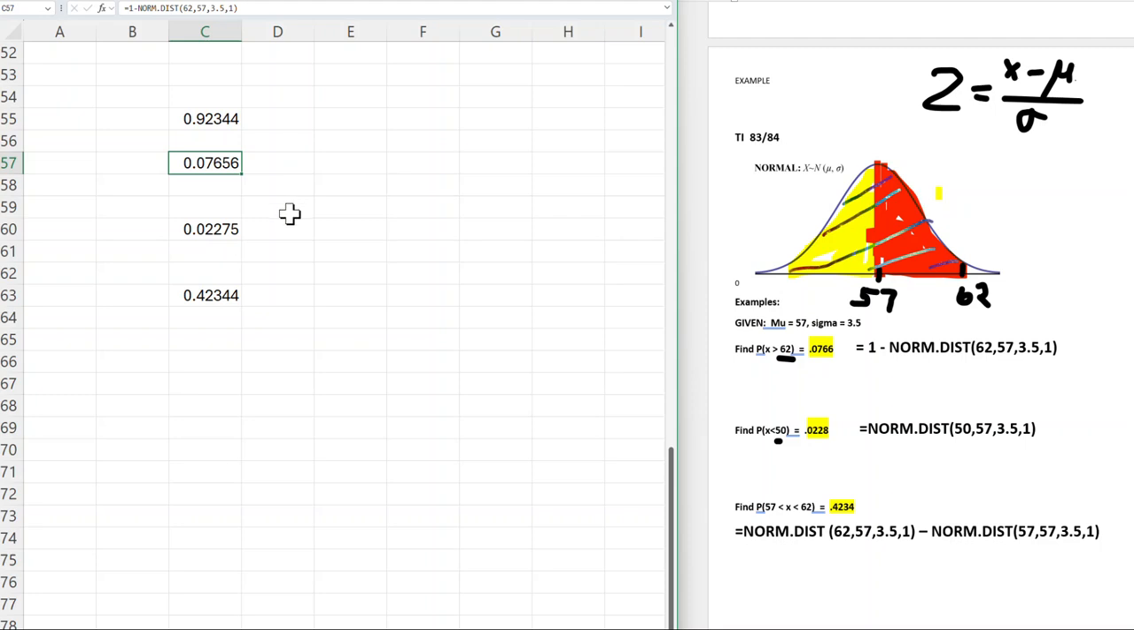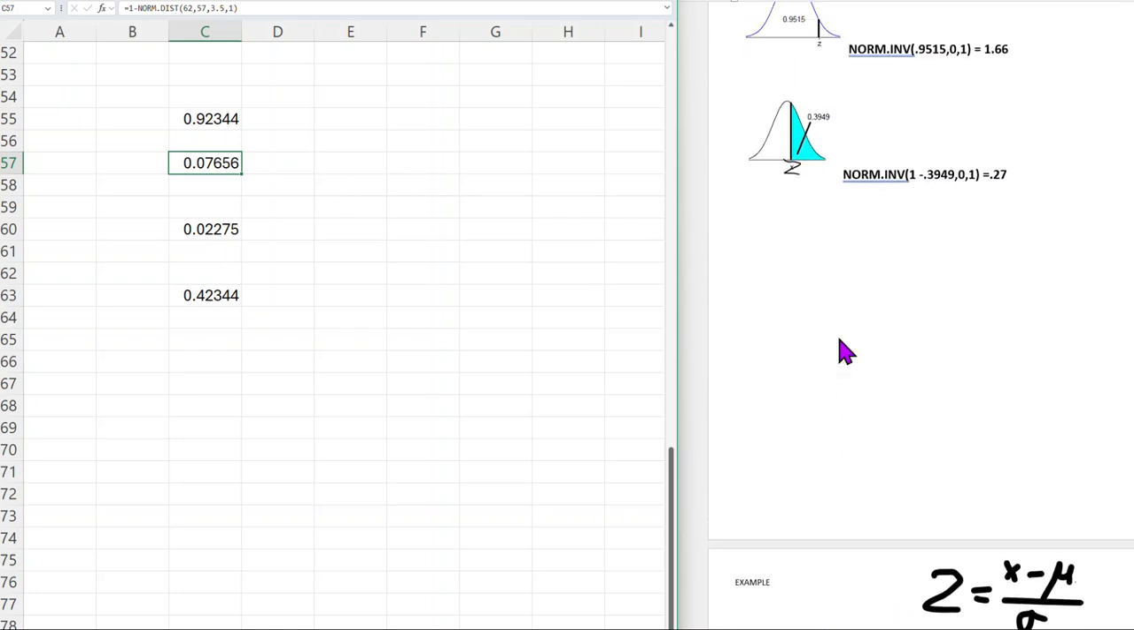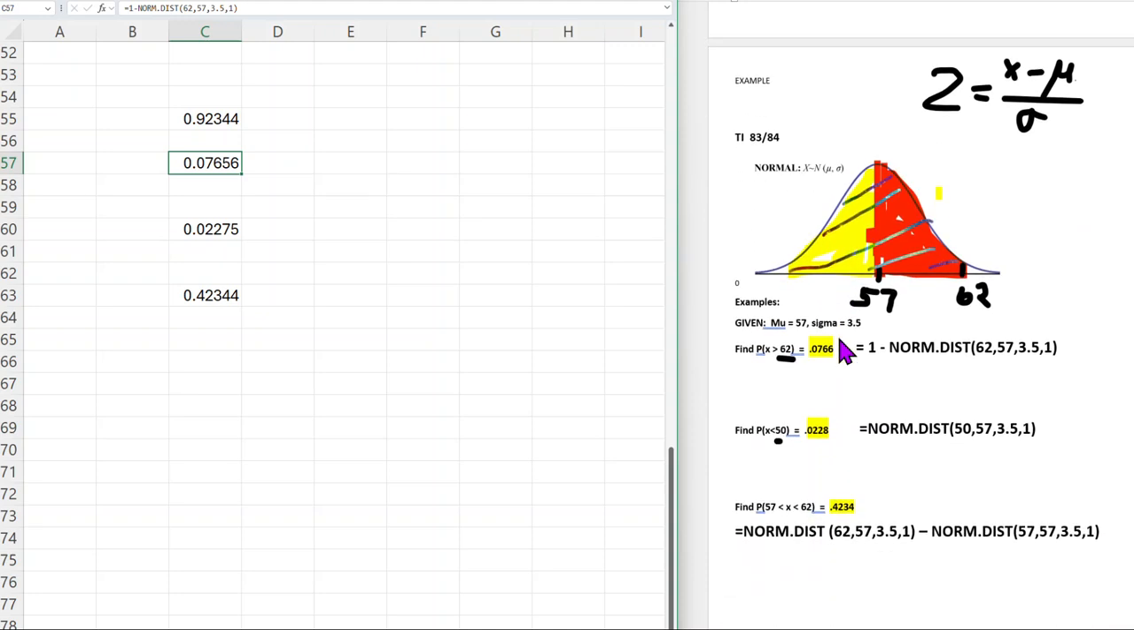And if you want to flip this around and find the x value when you know the probability, you're going to use the same methods that you used up here and in the previous one, and you're going to use the normal inverse function.